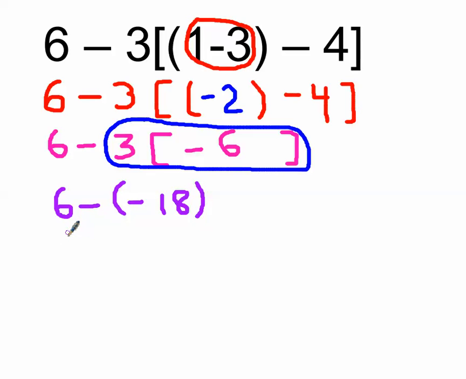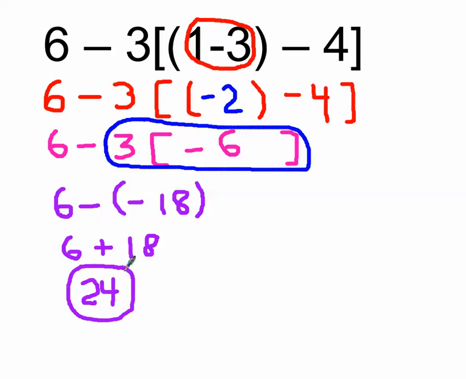Now I've got a 6 subtract negative 18. I subtract an integer. Subtracting an integer is like adding its opposite. So I'm going to take 6 and I'm going to add the opposite of negative 18, which is positive 18. And that gives me a simplified version of this expression as 24. Okay, let's try one more.